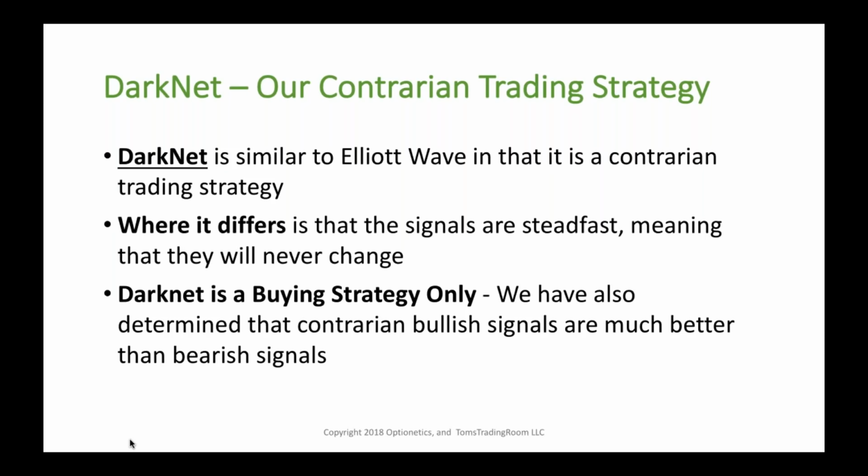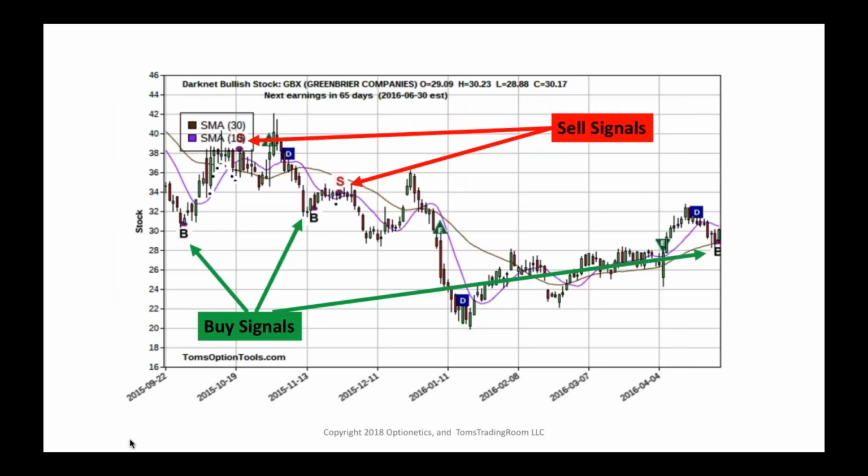So we'll look into DarkNet and see what's going on with it right now. The buy signals look like this. This is a chart over time, and you can see a buy, and then we have a sell signal. Here's a buy, and here's a sell a couple of days later. That didn't do much. And then there was a buy signal over here more recently on the chart.